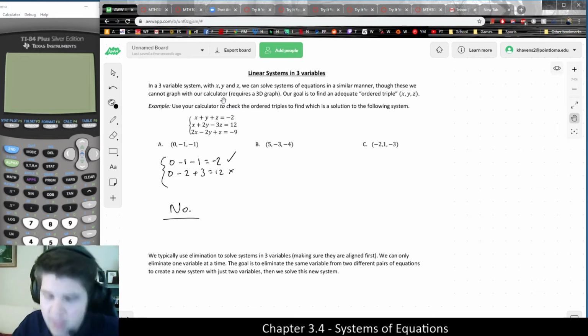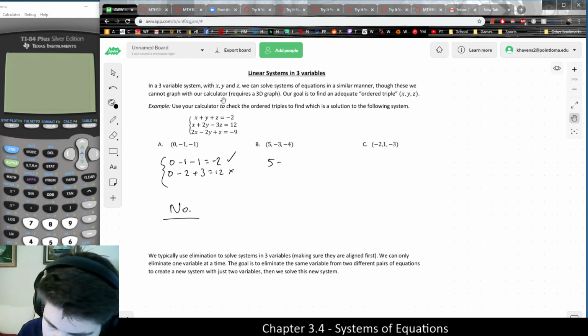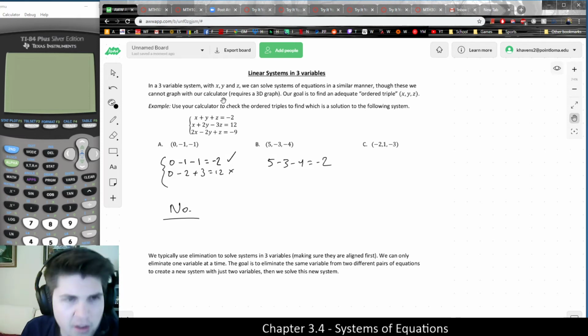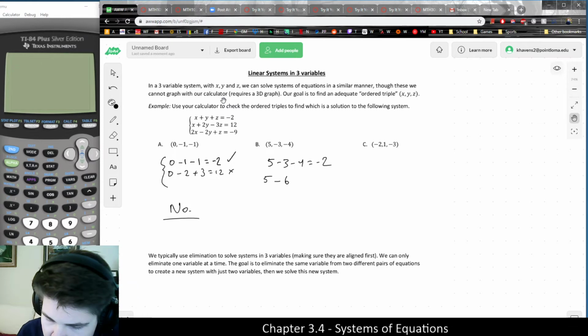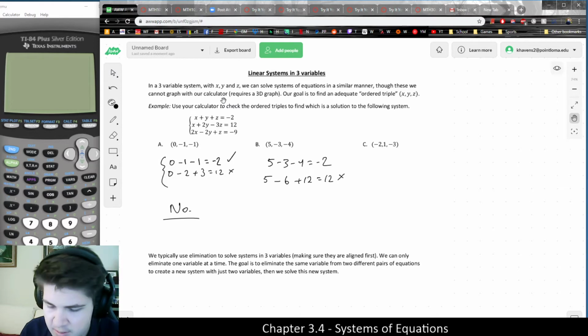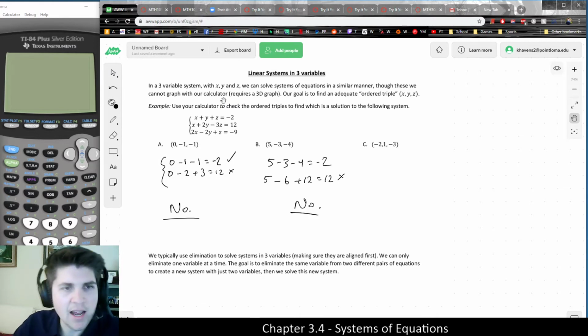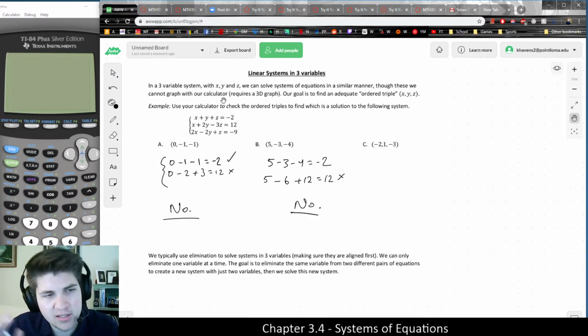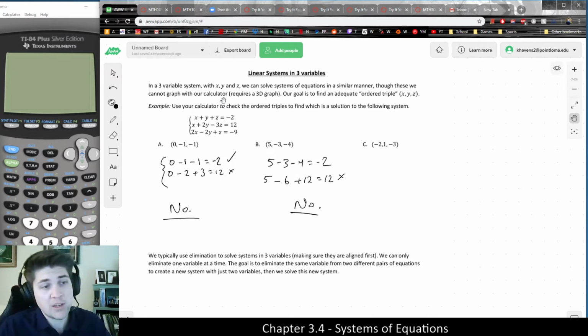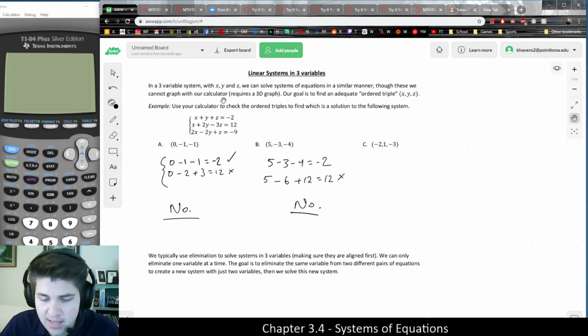We could check the next one to see 5 minus 3 minus 4 equals -2. Now that makes sense in the first equation. In the second equation, I would have 5 minus 6 plus 12 equals 12. That's not going to make sense, so this one's not going to work. But what you can see is that if I was trying to guess a solution, which is a lot of times how people will try to solve problems, if they don't really know the process, they'll just say, well, maybe this is the answer, maybe this is the answer, and kind of guess their way to finding it, which is technically possible.